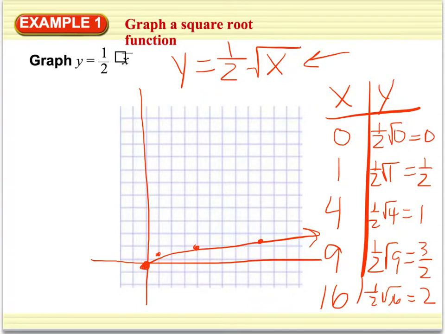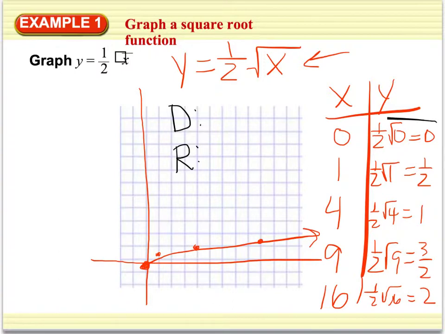Now the last thing we need to do is talk about domain and range. So remember, domain is all the x values that we can plug in for x that'll give us some sort of number, whether it's real, or whether it's a whole number or a fraction, decimal, it doesn't really matter. And the range is the y's.